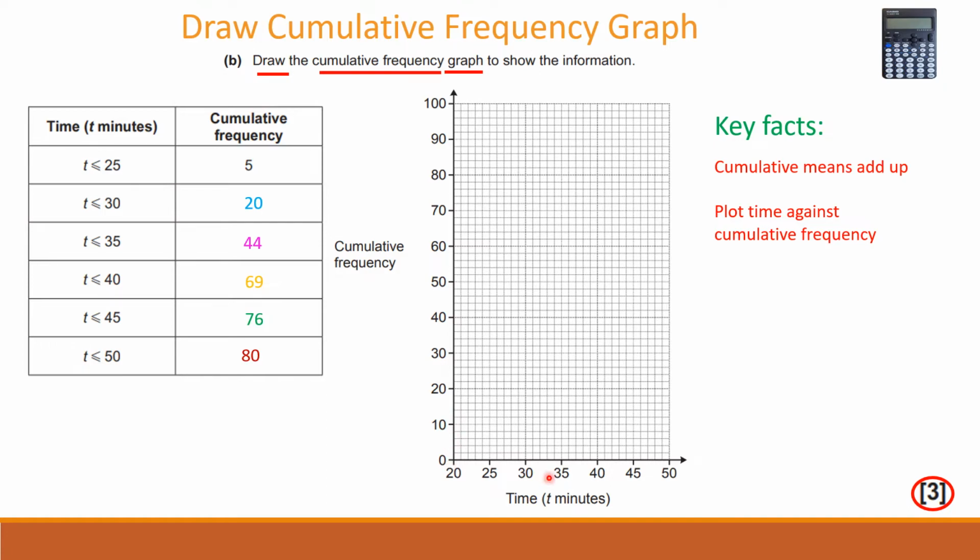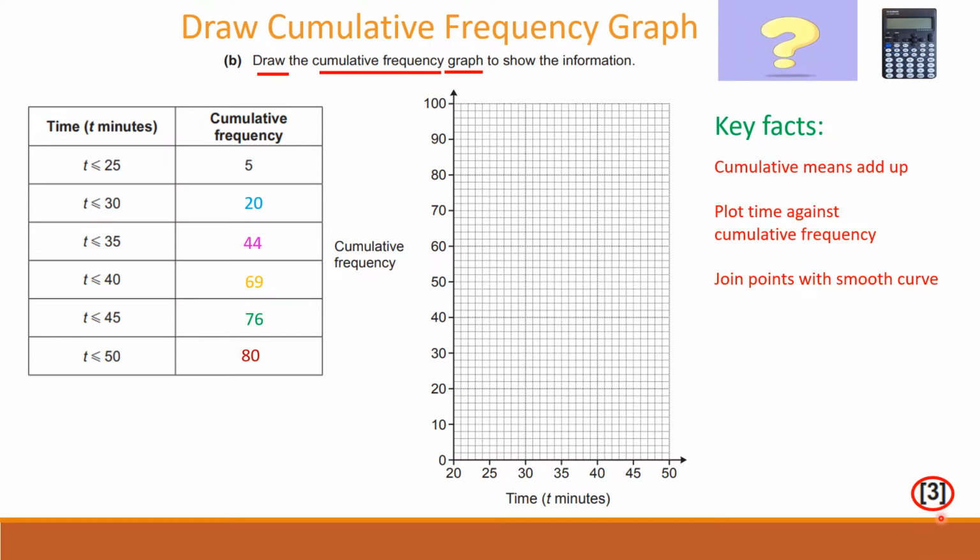And you're going to plot the time against the cumulative frequency. So you can see the axes have already been drawn out for you. You've got time on your x-axis, cumulative frequency on your y-axis. Once you've plotted all the points, and you will find there's 1, 2, 3, 4, 5, 6 values in the table, so you are plotting 6 coordinates, you need to join them together to make a smooth curve to get your full 3 marks for the question.